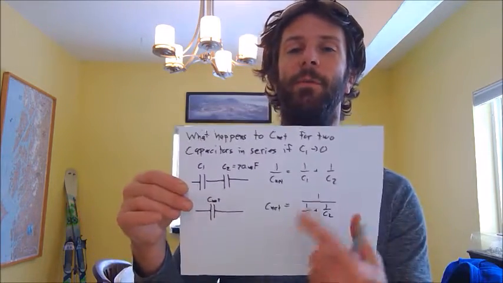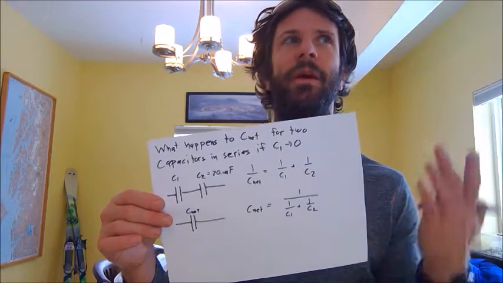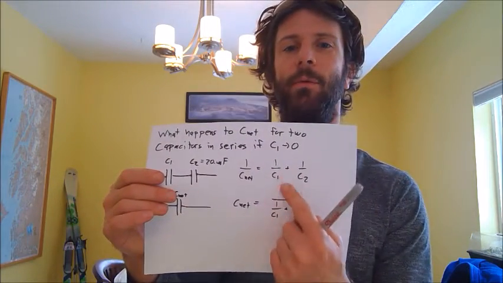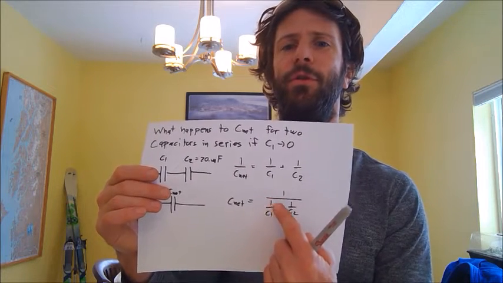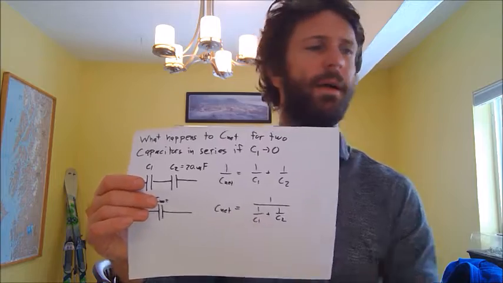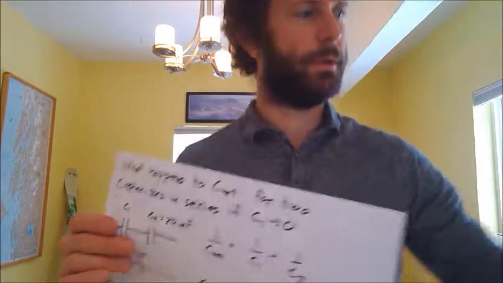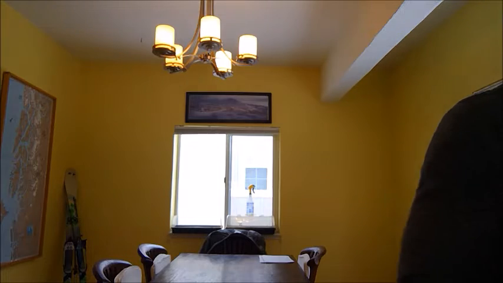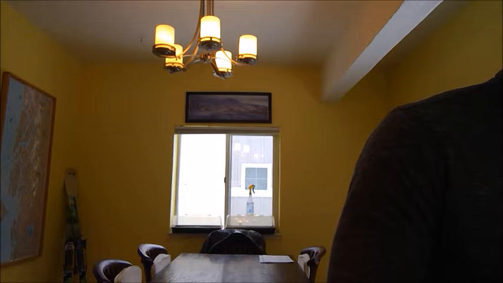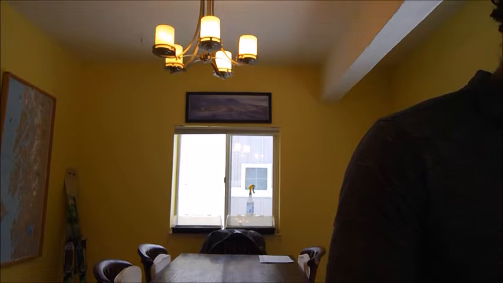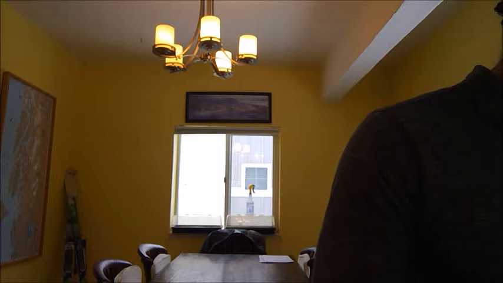So again, we'll do the same thing. We'll follow the algebra steps, and then we'll try to come up with an understanding of why it happens that way. Well, if C1, that's right here, goes to 0, doesn't this go to infinity, I think? So let's write that down like this. C net is 1 over 0 plus 1 over C2, but 1 over 0 goes to infinity.